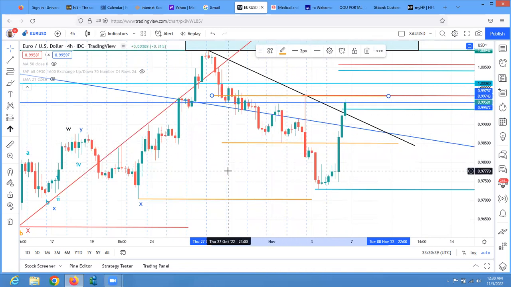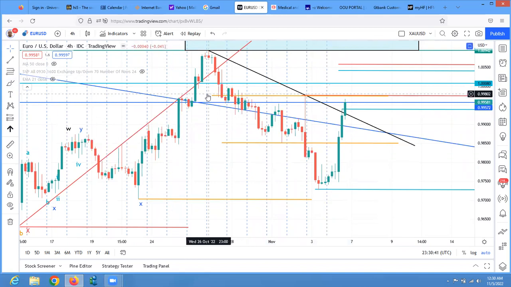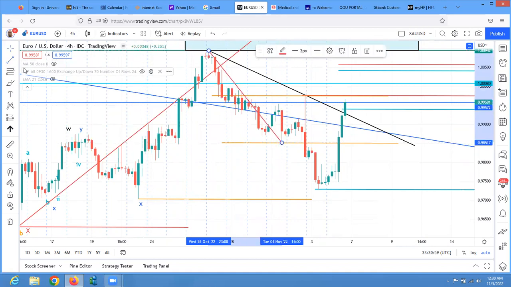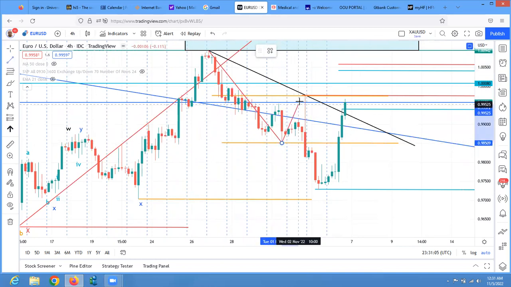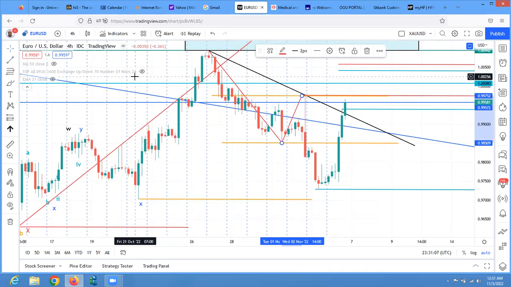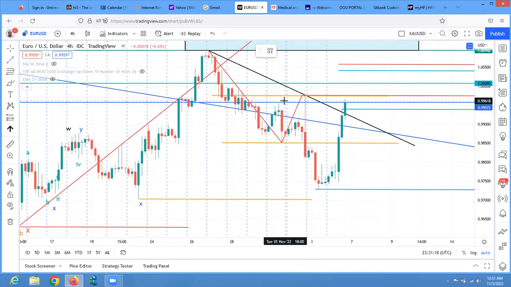So this is actually a correction, a 3-wave correction, which is A, B, and a C. That is just a 3-wave correction. That is what I can see here. So let me do it again for you to see. This is an A, and this is a B, and this is a C. So that is the 3-wave.